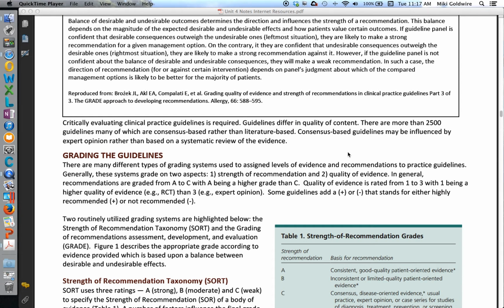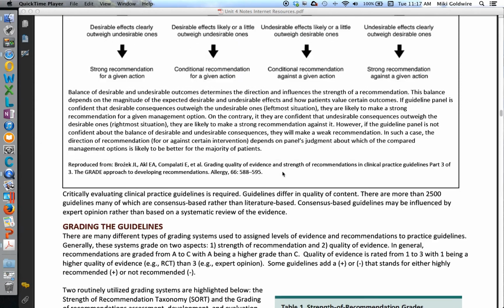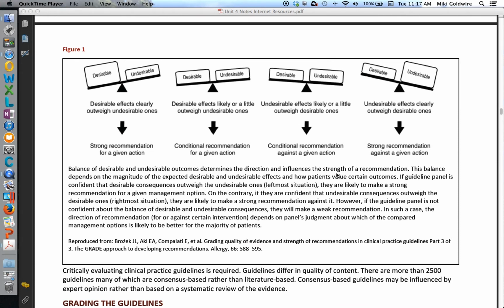Two routinely used grading systems are highlighted below: the strength of recommendation taxonomy, or SORT, and the grading of recommendations assessment, development, and evaluation, or the GRADE criteria. Figure 1 describes the appropriate grade according to the evidence provided, which is based upon a balance between desirable and undesirable effects. And again, that was the figure I just reviewed. And again, for your grade of evidence, you often have to evaluate the desirable effect and compare it to the undesirable effect.